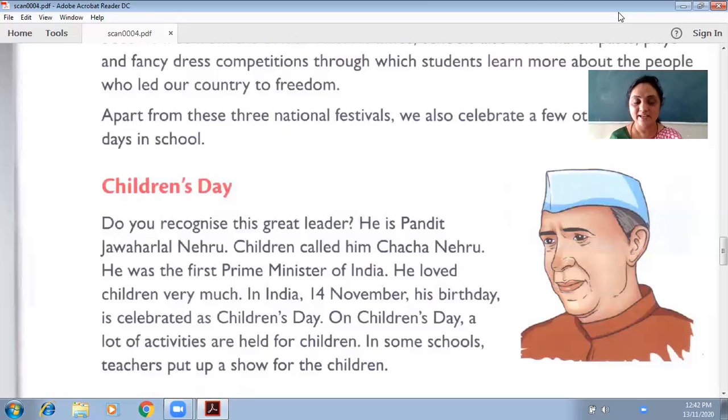On Children's Day, a lot of activities are held for the children. In some schools, teachers put up a show for the children. In our school also, we usually conduct the program every year for Children's Day. The teachers are going to do various cultural activities to make you happy. It is on Chacha Nehru's birthday, the Children's Day, so by his birthday only, we are going to celebrate it as Children's Day.